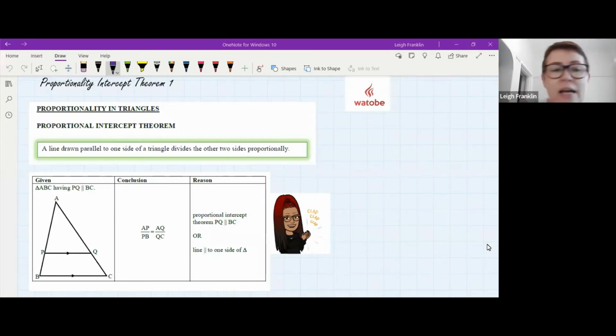All right, so the last time that we were together, we had spoken about proportions and what proportions are and what the proportionality intercept theorem was. So I'm just doing a quick recap and then we're going to jump straight into some work.